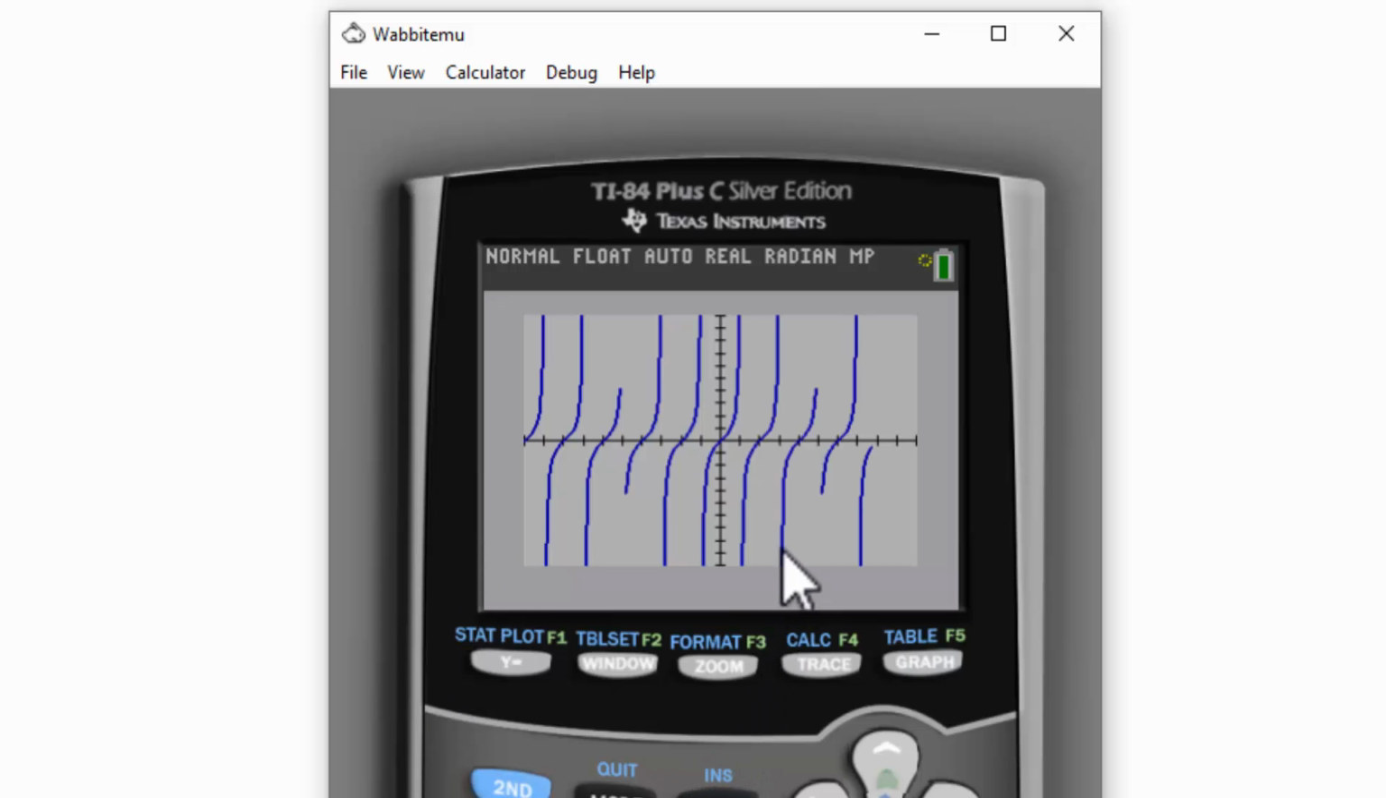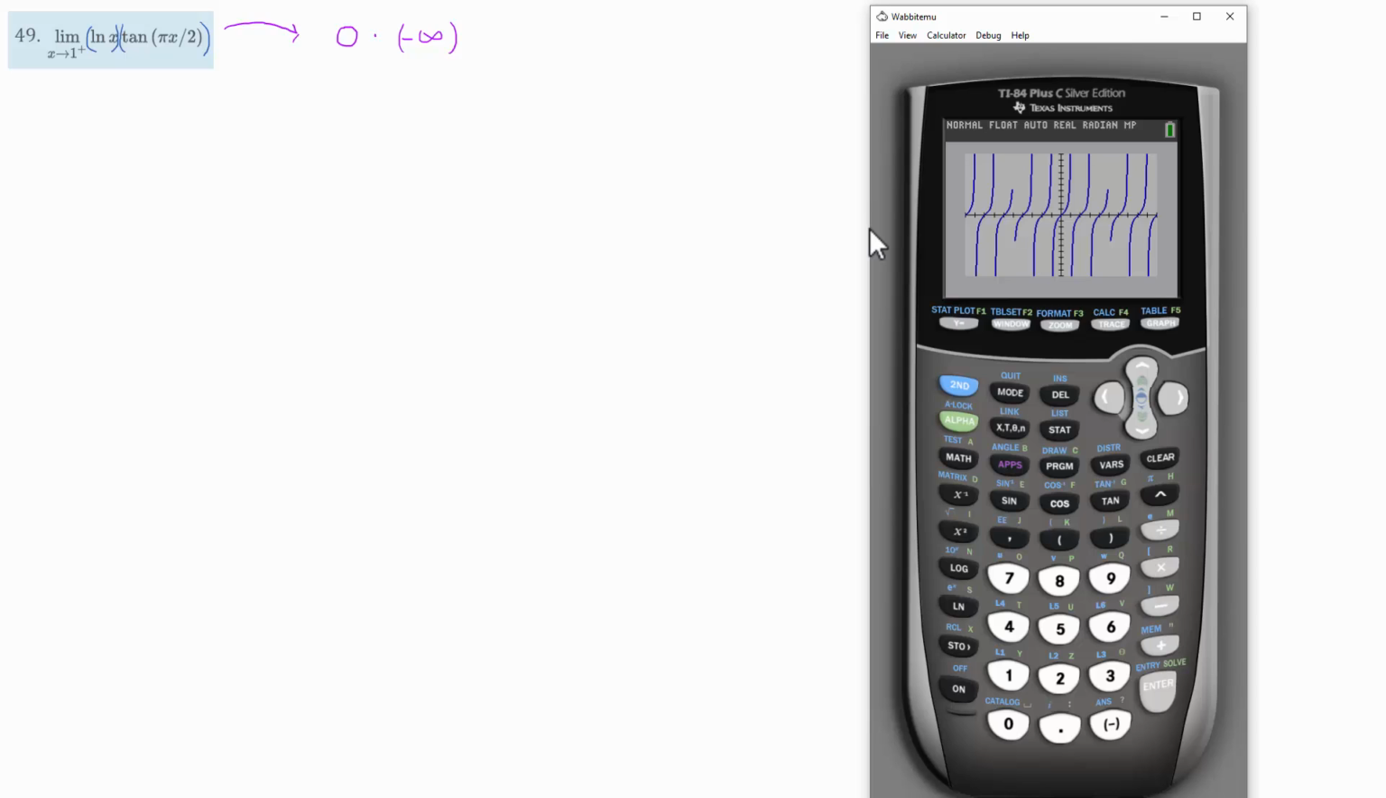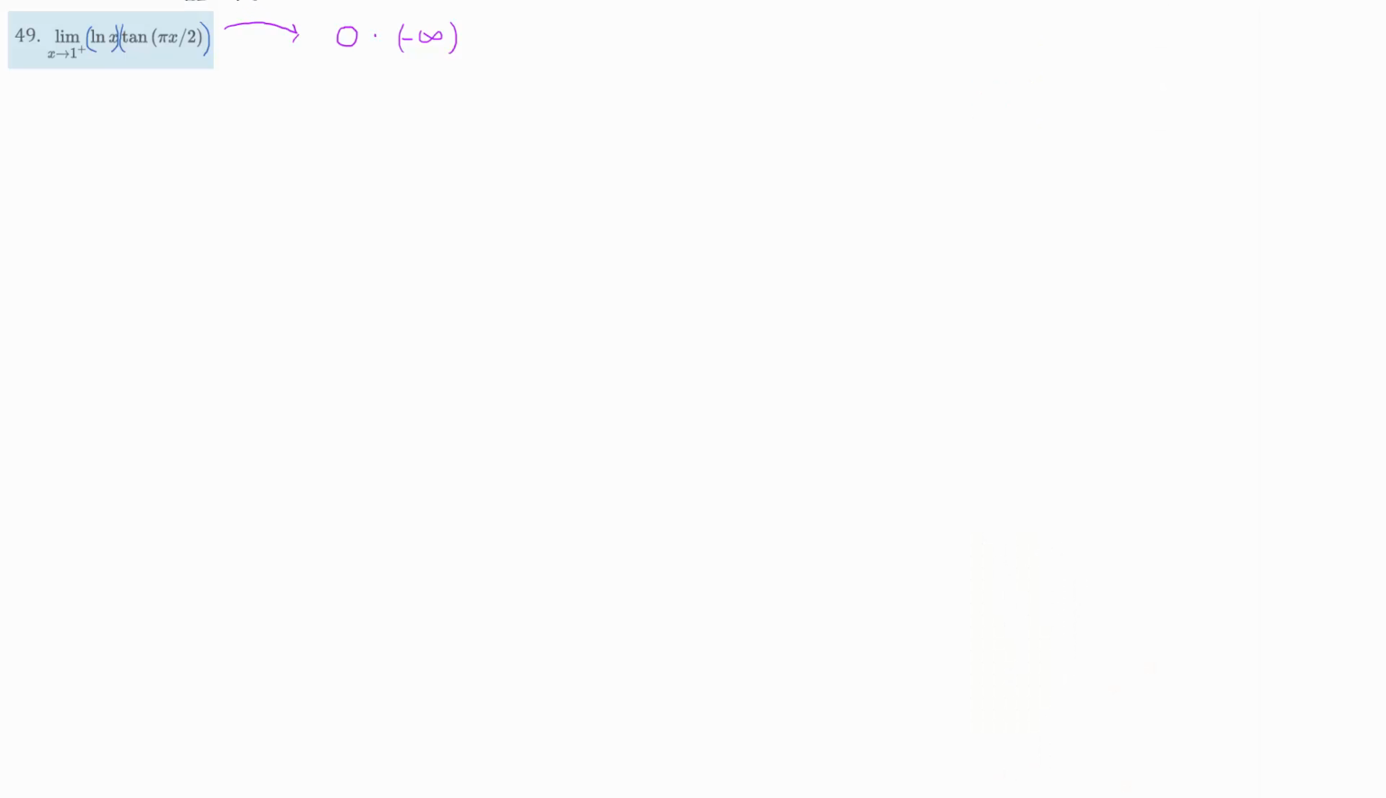And if x is approaching 1 from the right, then we're looking at this branch. There's 1 right there. If x is approaching 1 from the right, the graph is going down to negative infinity. So that's how I got that negative infinity right there. That's not the right form to apply L'Hopital's rule.